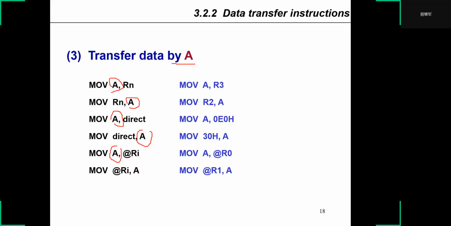Instruction. We can use this instruction with A. Every instruction can be used with A. So if you use this instruction with A, this is supported by the system.